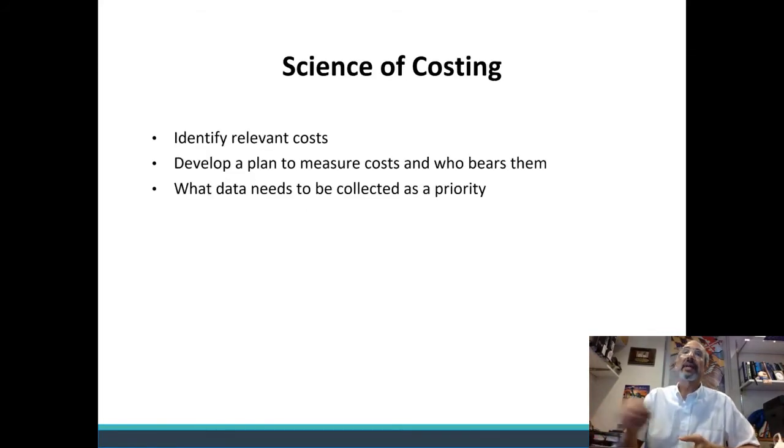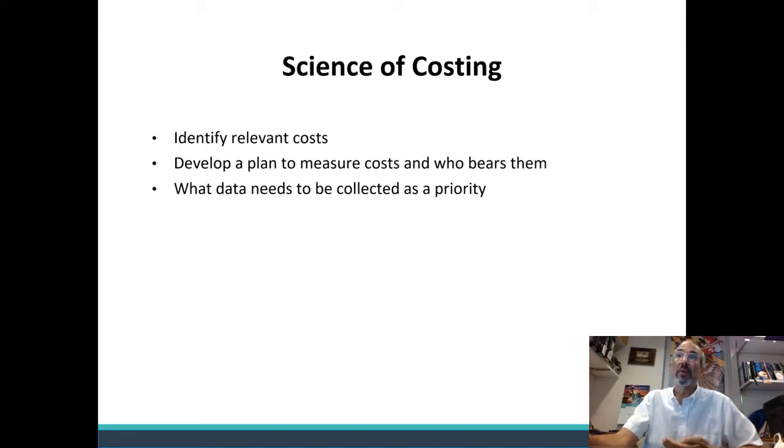So there is a science of costing, and we will spend Unit 2 of this course going over the procedures where we identify the relevant costs. Not every cost, but the costs that matter to us. We'll develop a plan to measure the costs and who bears them, and we will make a list of the priority data needs, the things that we don't know and we absolutely must know right away in terms of finding out how much money we'll need to solve the problems of COVID-19 vaccination.